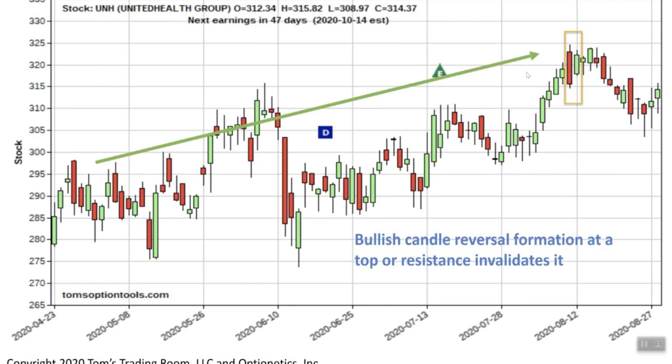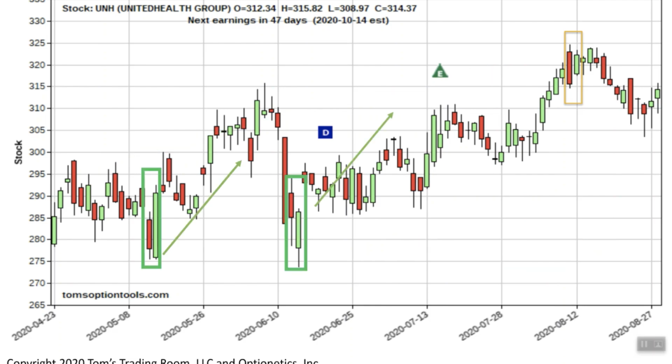If you're going to go opposite of the uptrend, you're looking for a bearish reversal. So this bullish reversal at a top or at a resistance makes it an invalid bullish reversal pattern. What you would look for is bullish continuation patterns up here. Take a look at this.